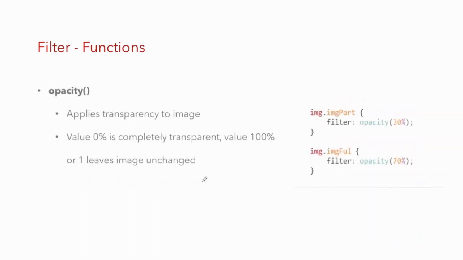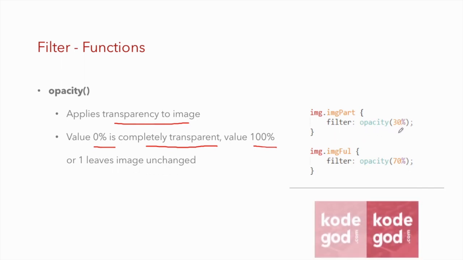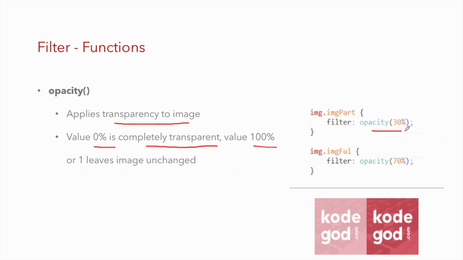Then we have opacity. We have seen it: opacity applies transparency to the image. Again, a value of 0% will make the image completely transparent, and 100% will leave your image unchanged, but you can specify values in the middle and achieve some level of transparency. In the first example we have specified opacity as 30%, and hence you can see that the image is slightly transparent. When you have 70% as the value, the transparency is a little less.